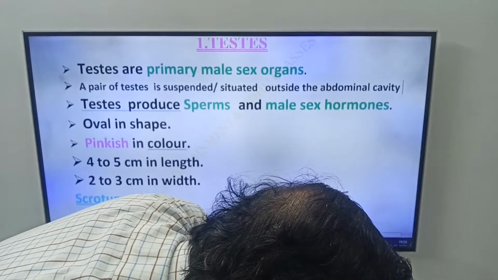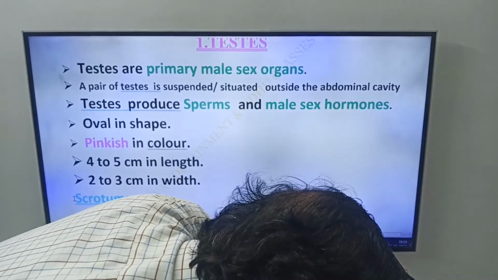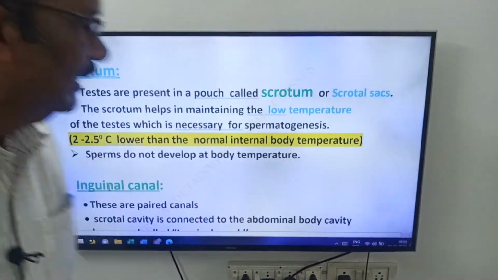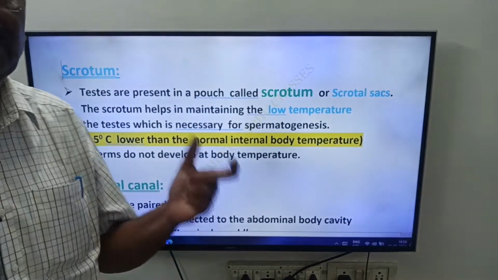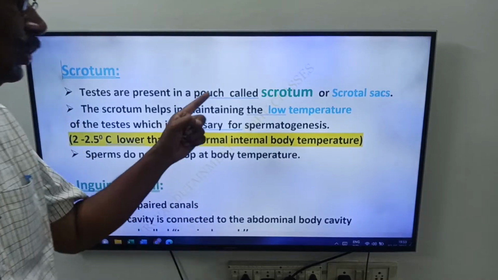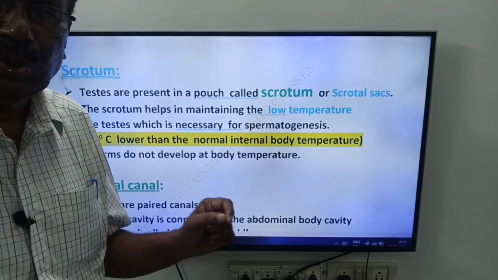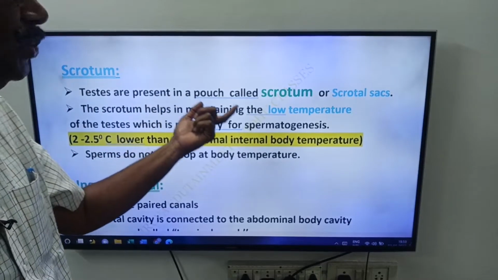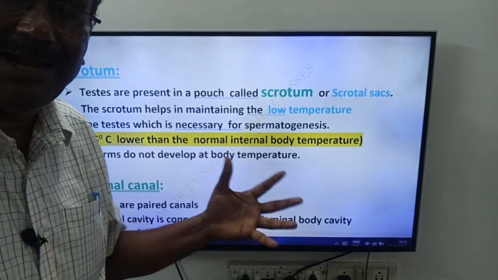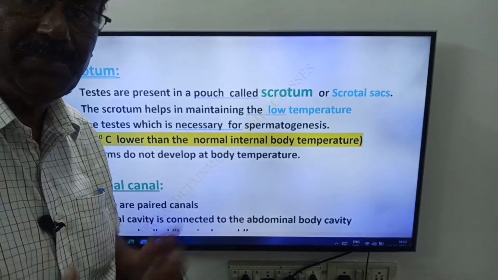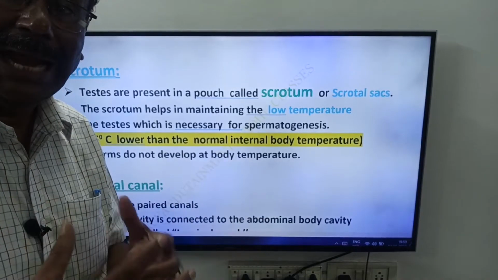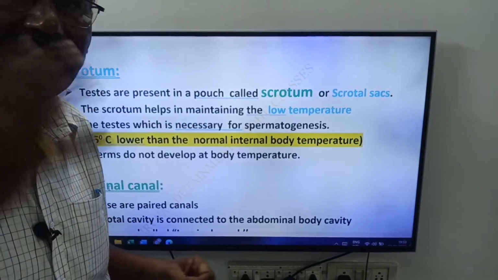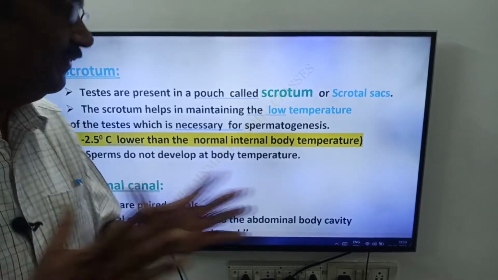Now, where are these? Where do we have the testes? Testes are present in the scrotum, or scrotal sacs. They are present in a pouch, a bag-like structure outside the abdominal cavity. That pouch or bag-like structure is called the scrotum or scrotal sacs.